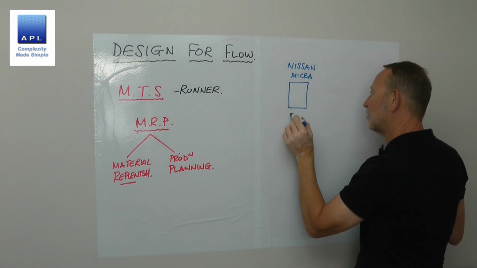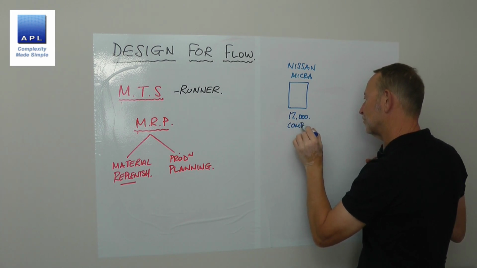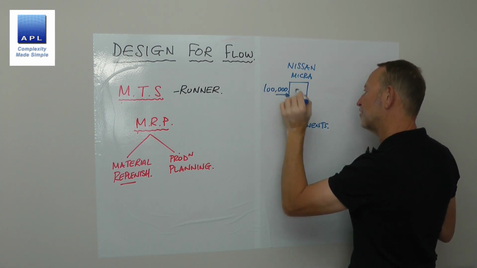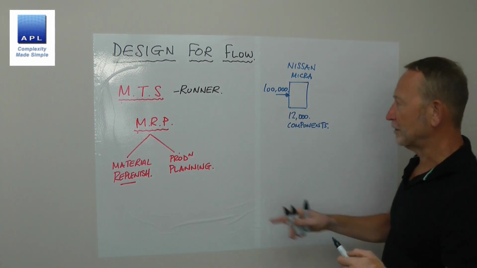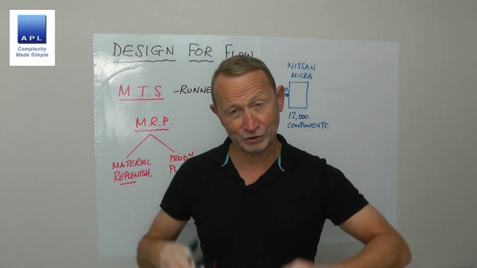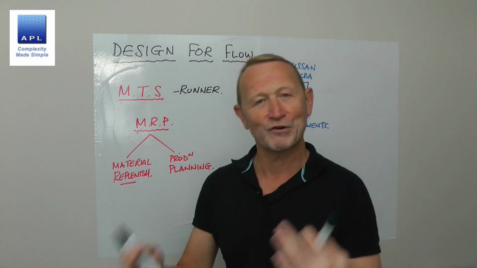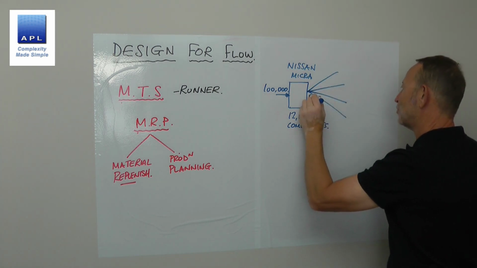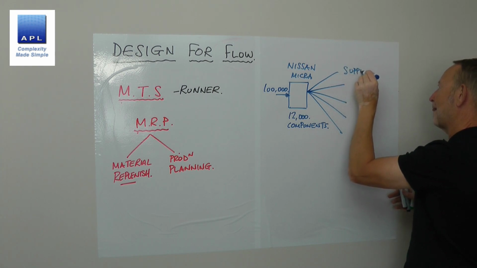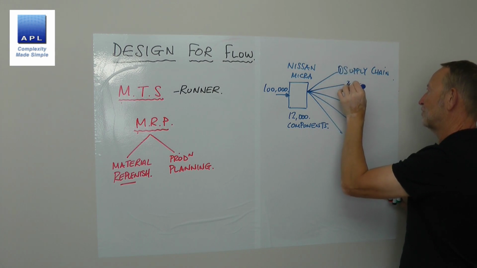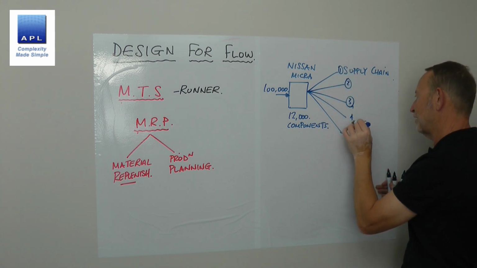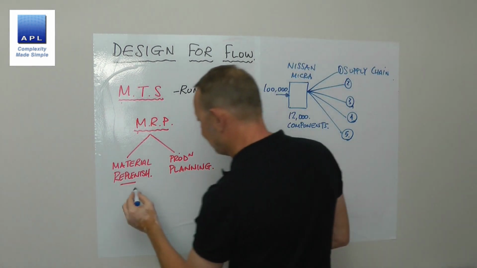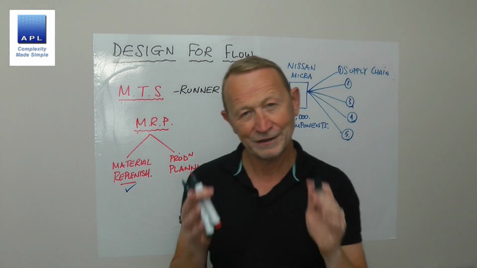But maybe the Nissan Micra is 12,000 components, and what you're predicting is that next year you're going to make, let's say, 100,000 of these things. Obviously, the computer's got all the information. It knows all the parts, how many nuts and bolts, how many wheels, the windows, and all sorts of things. What the MRP system does is explode that to the supply chain. We're saying we need 100,000, and out goes information to supply chain after supply chain, probably a lot more than five of them. Your MRP system is brilliant at doing that. That's what you should use it for.